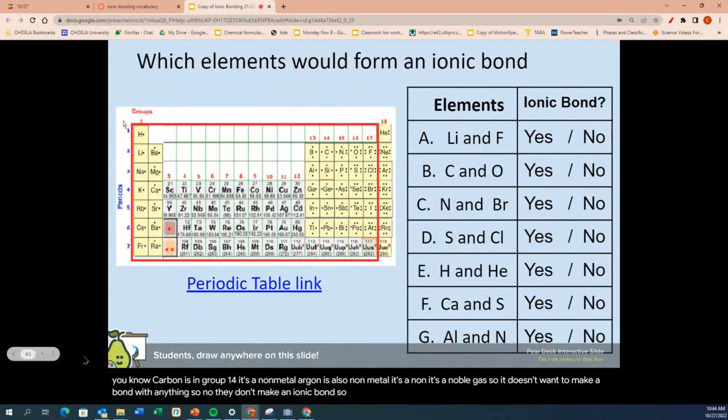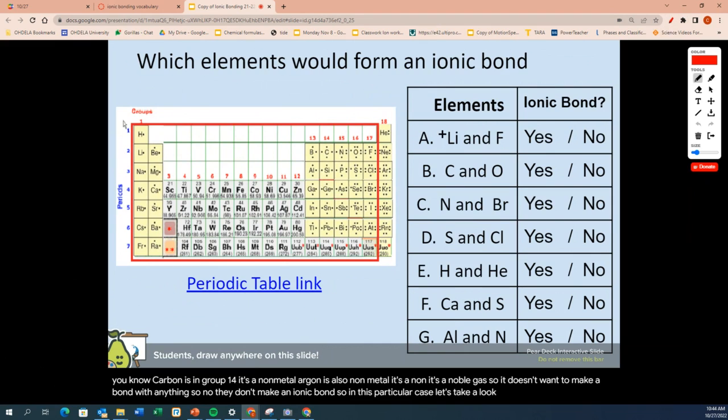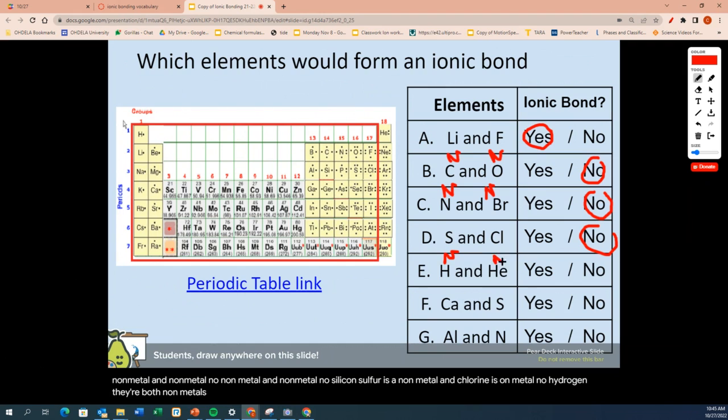So in this particular case, let's take a look. Metal and nonmetal, yes. Nonmetal and nonmetal, no. Nonmetal and nonmetal, no. Sulfur is a nonmetal and chlorine is a nonmetal, no. Hydrogen, they're both nonmetals, no. Calcium and sulfur, yes. Aluminum and nitrogen, yes.